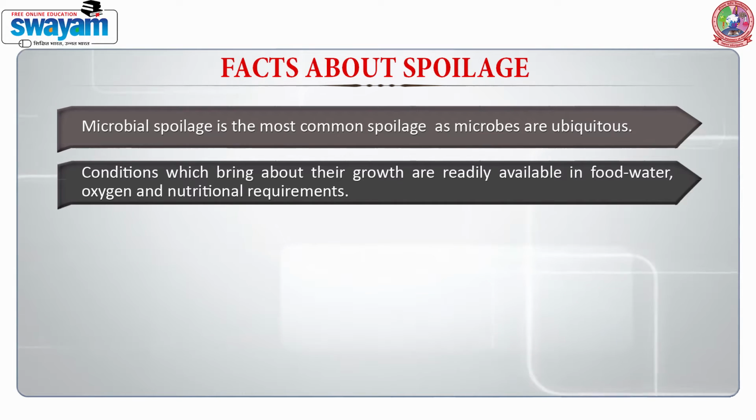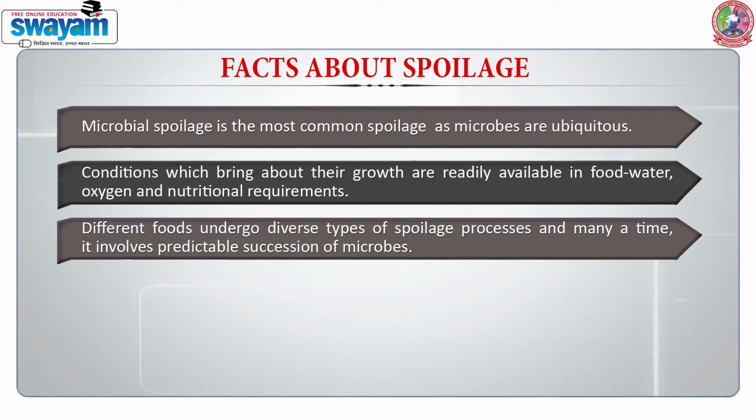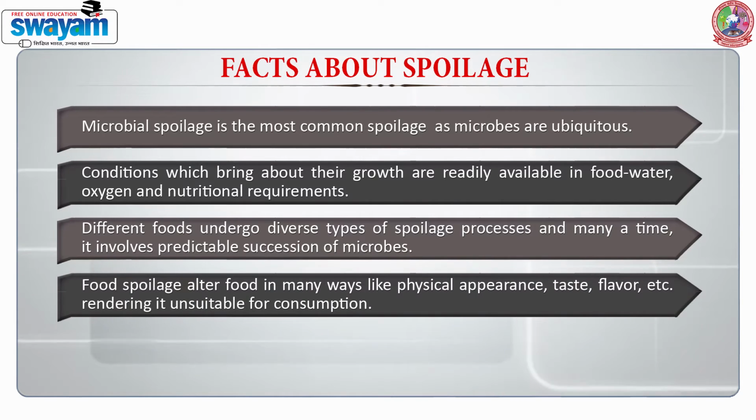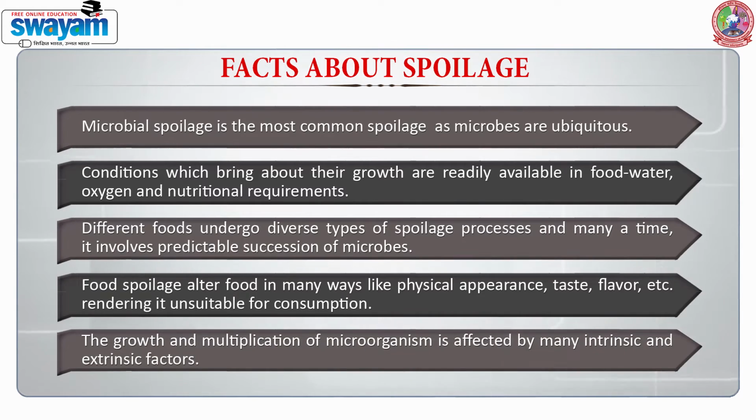Foods undergo different types of spoilage processes, and at times we can also predict the succession of microbes. Food spoilage alters the food in various ways. These can be the physical parameters, the taste or the flavor, but the main thing is it is unsuitable for consumption. The growth and multiplication of microorganisms is affected by various factors, which can be intrinsic, within the food, and extrinsic, which is the environment.